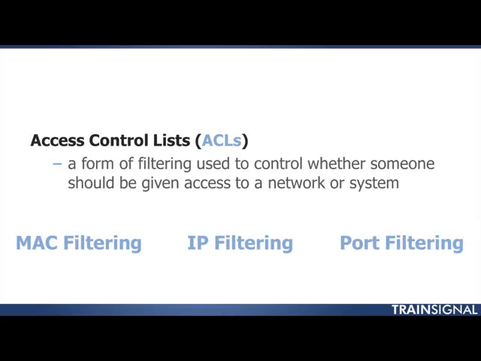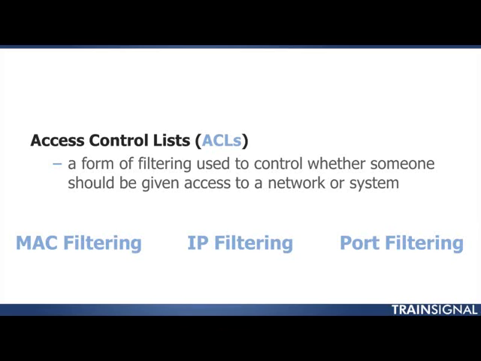Now you'll notice if you go back to the definition, I mentioned how it's used to control whether someone, and I said or something. The reason I wanted to emphasize the something is because all three types of filtering that we're talking about here have to do with more of the something, right? It's not so much looking at if a specific user has access, but if the user is coming in via a computer, meaning that something has the right MAC address, the right IP address, or is coming in on the right port. And that's why I wanted to make sure we're not confused there.